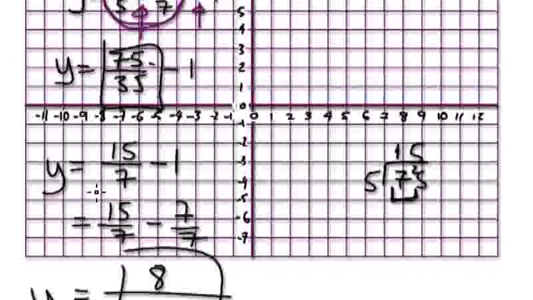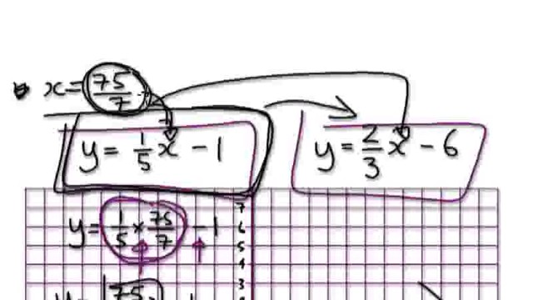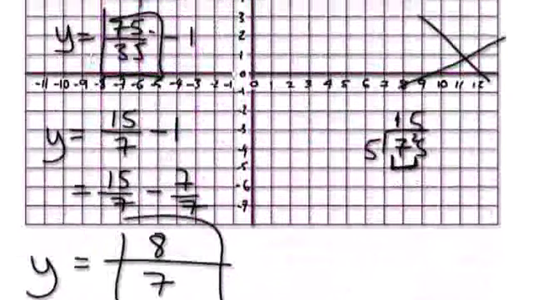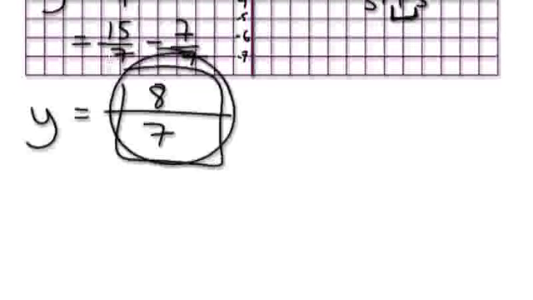Anyway, the x value at the point at which the two lines cross, x equals 75 over 7, and the y value equals 8 over 7. In the next video, you can have a go for yourself.